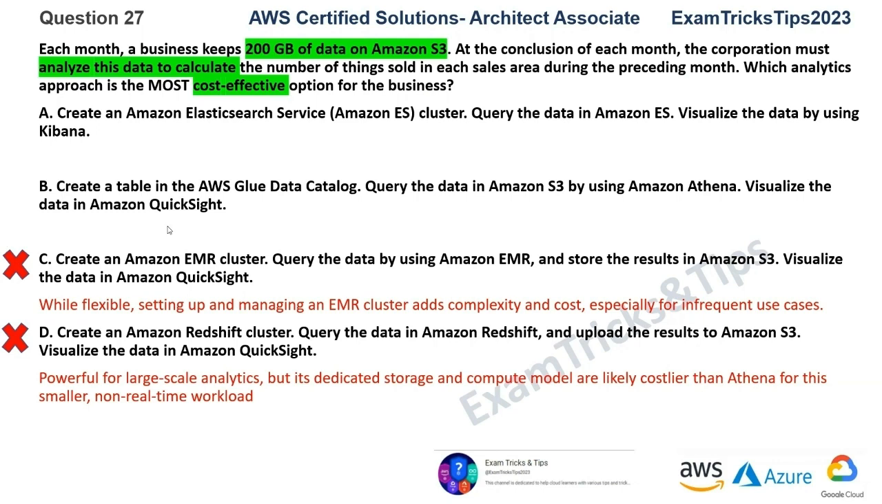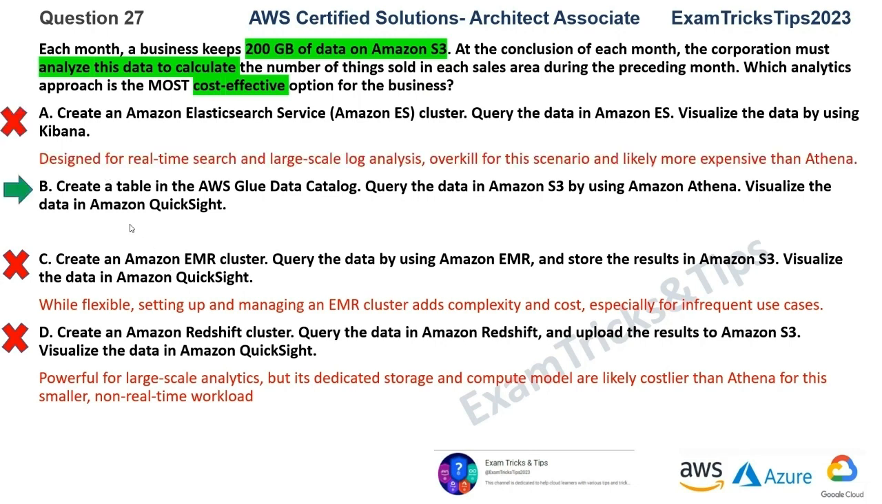The next one, option A, is another costly solution. It's using Elasticsearch service, and for visualizing, it's using Kibana. The main problem here is using Elasticsearch service. You can use it for real-time searches, and if you have large-scale log analysis, but it's an overkill in the case of this ad hoc requirement of doing monthly reporting. So not needed. Option A is also gone because cost effectiveness is an issue here.